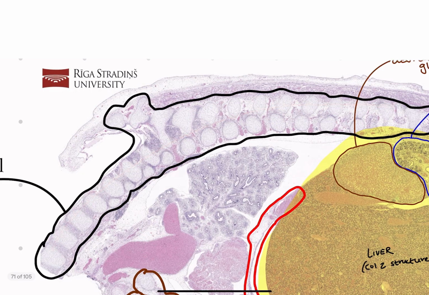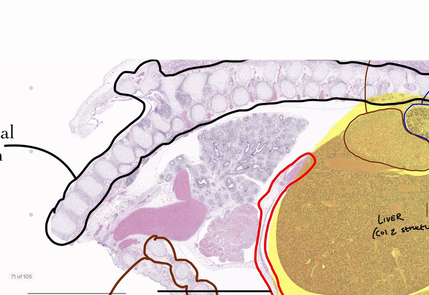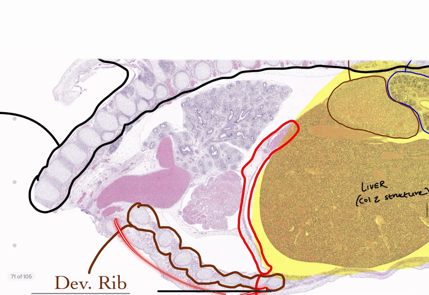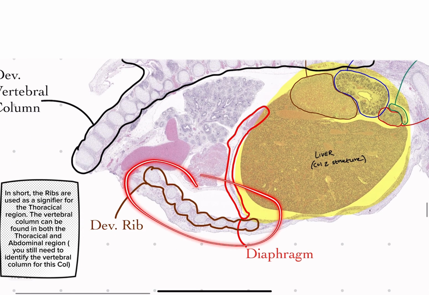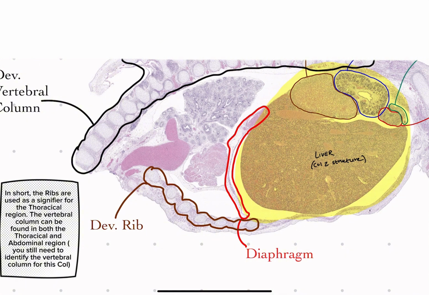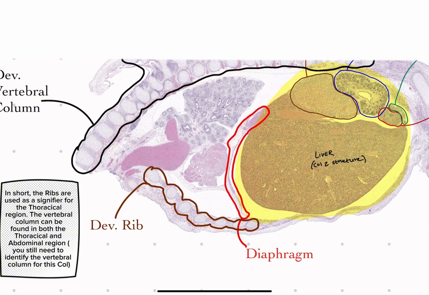While for the vertebral column, you can see here, even though we have the circles here, we have additional development here as well. So that's how we can easily distinguish the developing vertebral column from the developing rib, because the vertebral column we can find both in the thoracic area as well as the abdominal area. And we're just interested in the developing rib so that we can identify where in the body we're at.